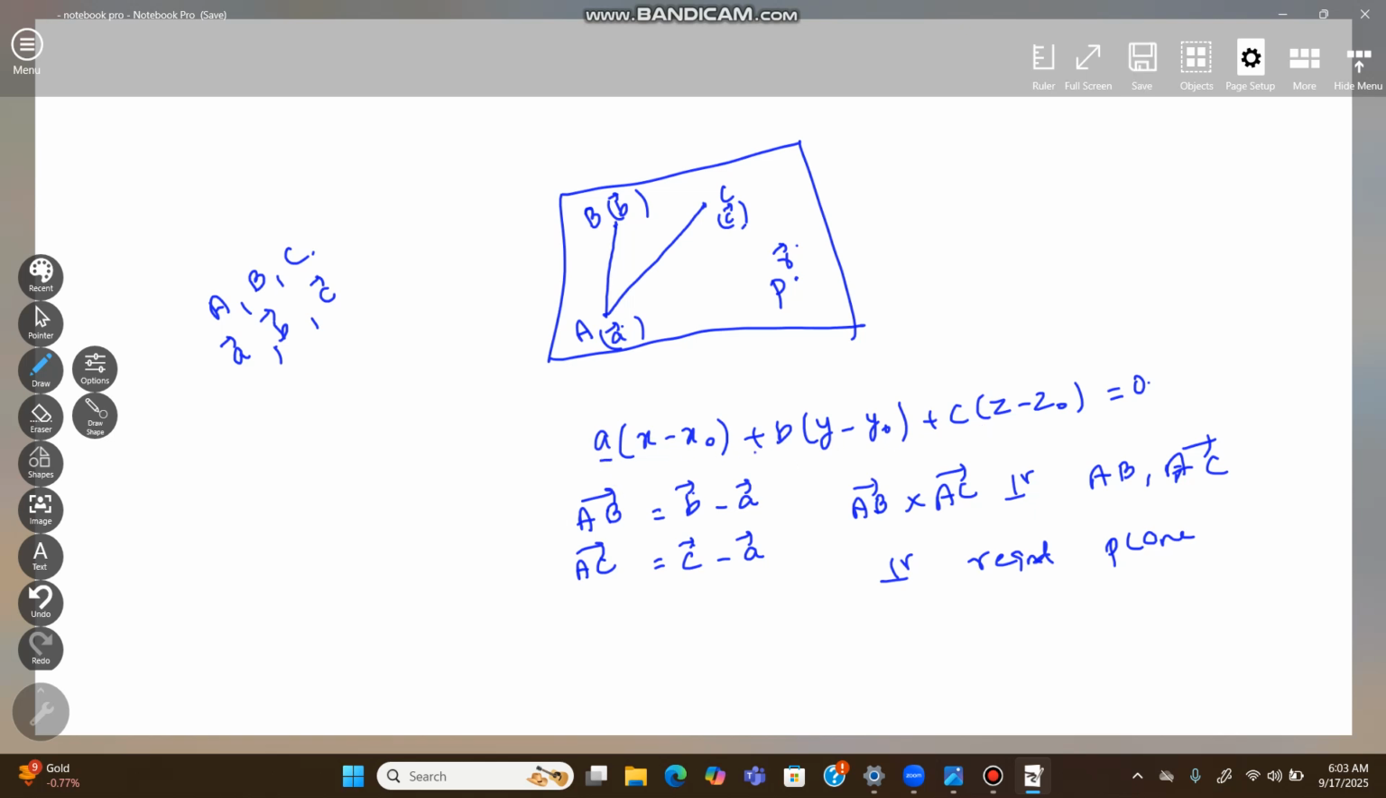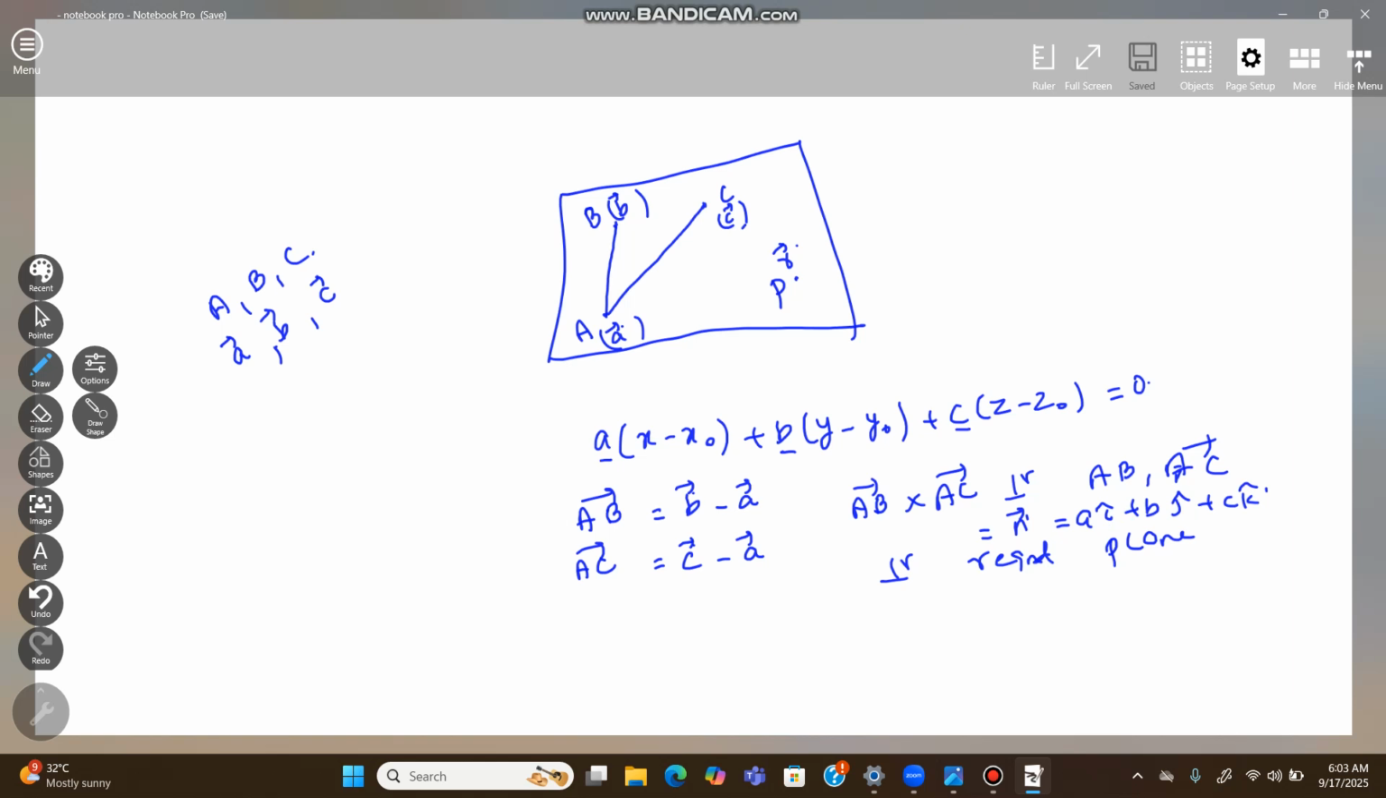So plug in for the coefficients, and for x naught, y naught, z naught, I can use any one of the points to plug in here, and hence I will be getting that. Let me call the cross product of AB and AC as n vector, whose components are A i plus B j plus C k.